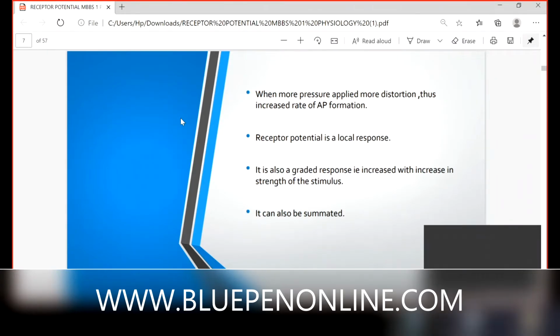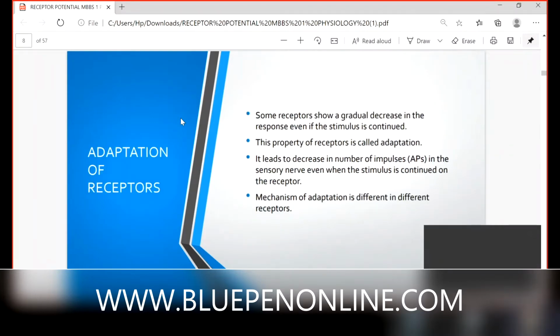Now, next one is the adaptation of receptors. Now, we have seen that when a distortion occurs, the receptors will start producing a membrane potential. Now, if that stimulus is going on, but still the receptor is not creating a membrane potential, then we say that we have already adapted to that stimulus. That is known as the adaptation of receptors.